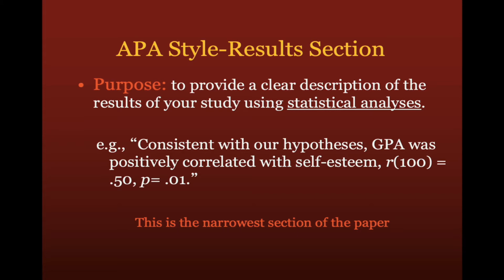So if you understand statistics, you'll know what R100 equals 0.50, comma P equals 0.01 means. It means that R is that you have a correlation. The 100 means that you had 102 participants. The 0.5 is the actual correlation itself. And the P equals 0.01 is telling you that the probability of you getting a correlation of 0.5 is equal to 1%. Right? So it's important that you have a basic understanding of statistics so that you can read results sections and understand the statistics that were being used.